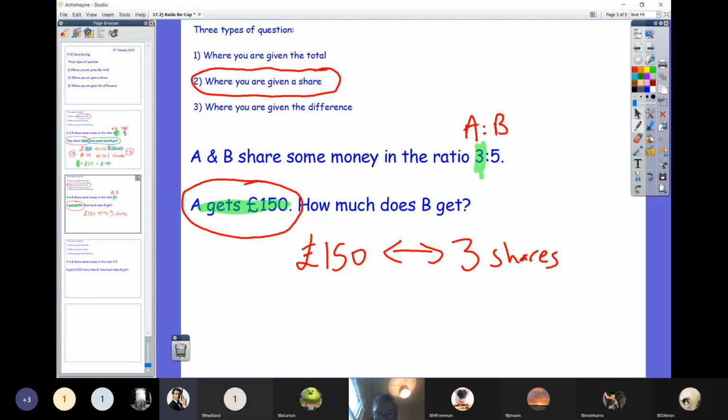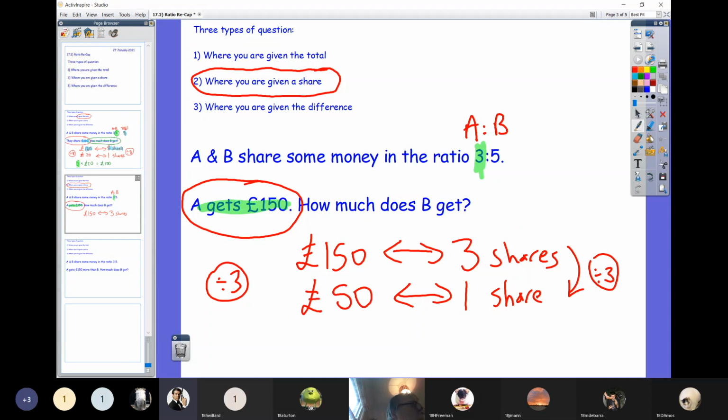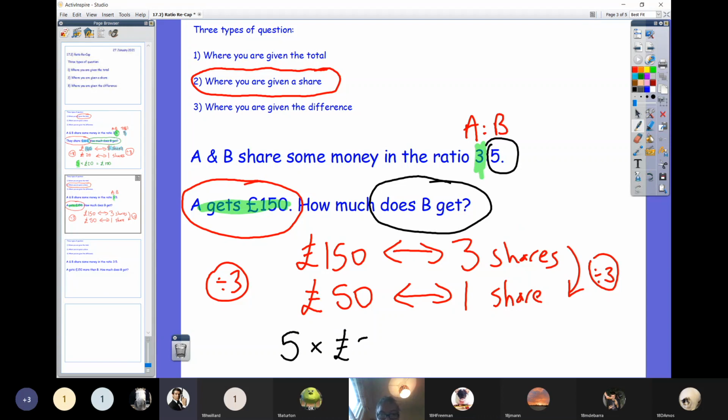So again, as always, once you've got that initial fact, go back to what 1 share is worth. So we've got to divide by 3 on this occasion, getting from 3 to 1 share. 150 divided by 3 is £50. So each share is worth £50. And then the question says, how much does B get? Well, look up, B's got the 5 shares. So how much does B get? It's going to be 5 times the £50, which is £250. So just a slight variation in the wording just means your opening line is different.